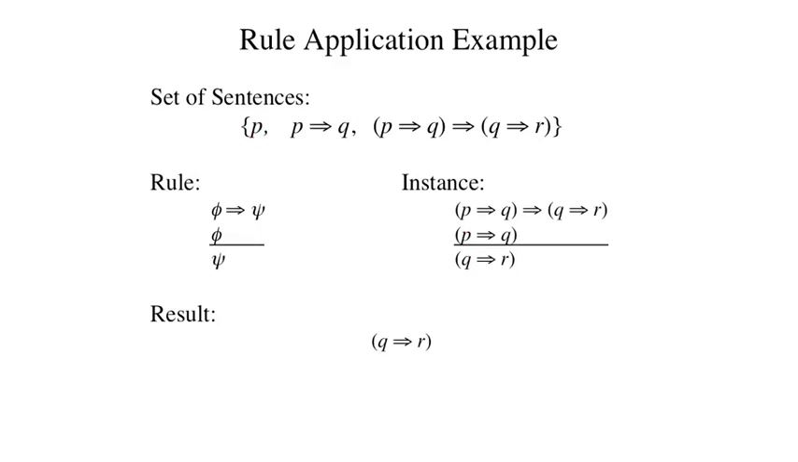Here's another example. In this case, we have the same set of sentences and the same rule, but a different instance. Again, the premises are in our set. We have p implies q implies r. We have p implies q, and so we can derive the conclusion q implies r as a result. Same rule of inference, 2 different results.